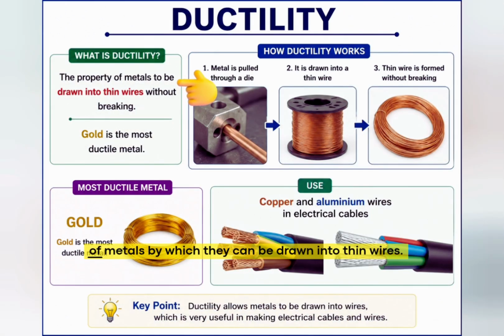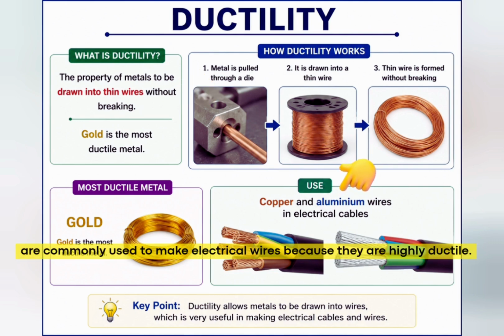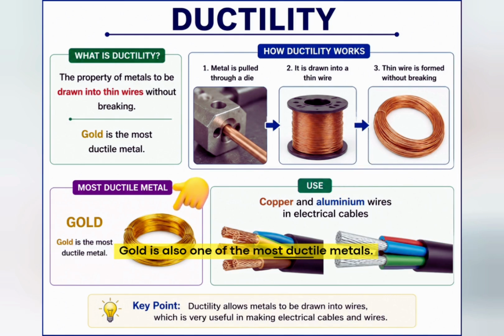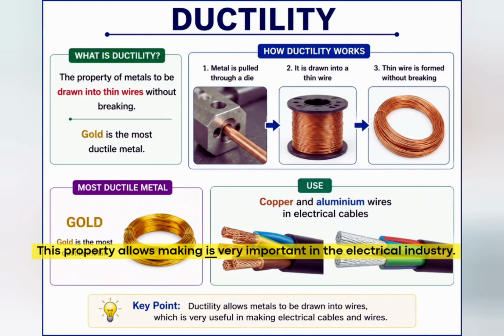Ductility is the property of metals by which they can be drawn into thin wires. Copper and aluminium are commonly used to make electrical wires because they are highly ductile. Gold is also one of the most ductile metals. This property is very important in the electrical industry.